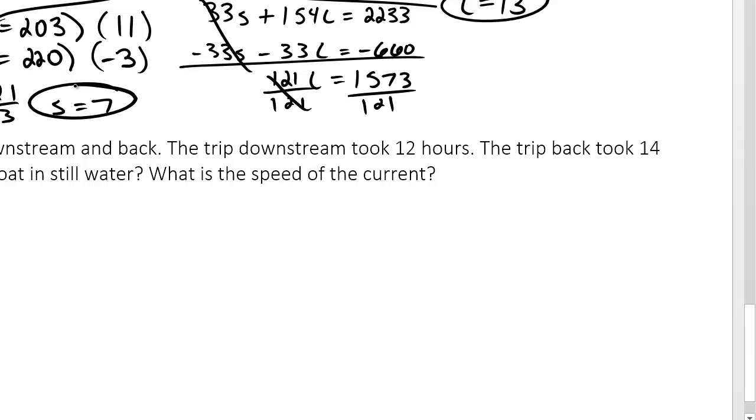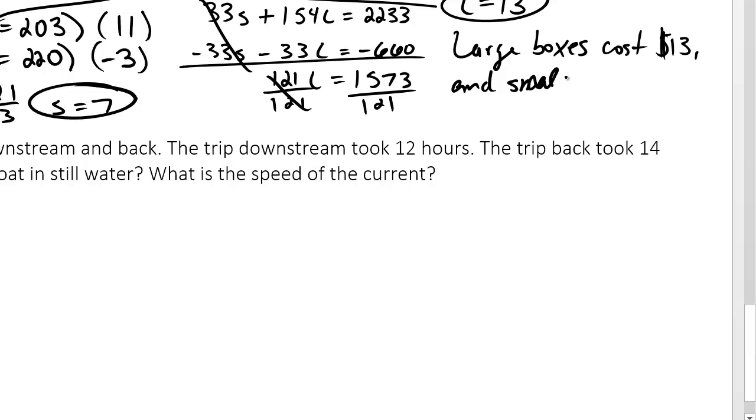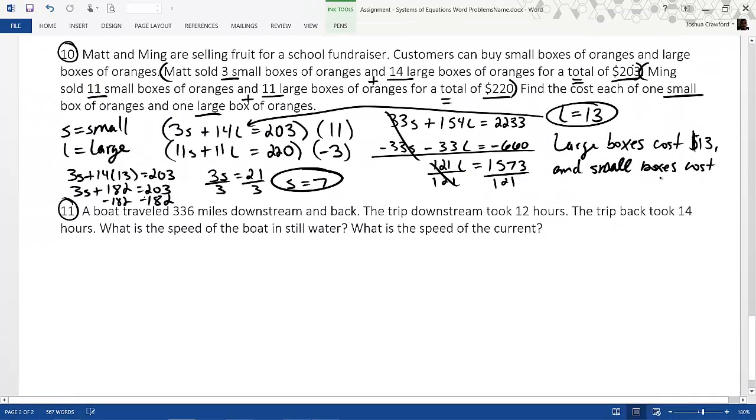So, our sentence form. Large boxes cost $13, and small boxes cost $7.